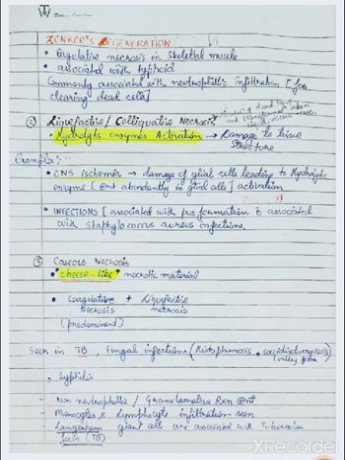Now, Zenker's degeneration, which means coagulative necrosis in skeletal muscle, is associated with typhoid, and commonly associated with neutrophilic infiltration for clearing dead cells.